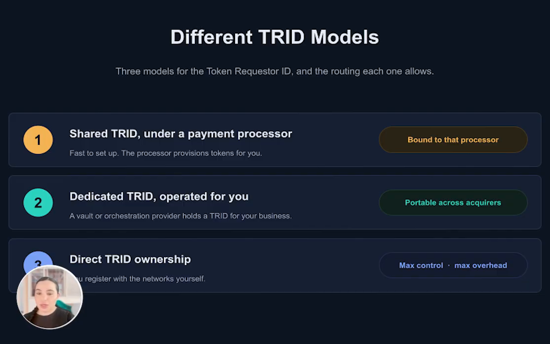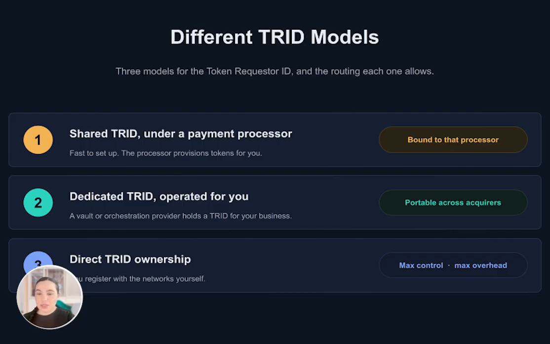There are three common models here, so let me walk you through them. The first one is a shared TRID under a payment processor. It's the quickest to get going because the processor provisions the tokens for you. But there's a catch. Those tokens are now bound to that processor. So the moment you try to route a transaction somewhere else, the token just doesn't work.